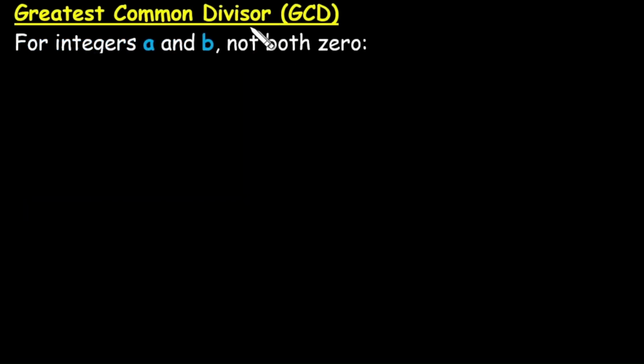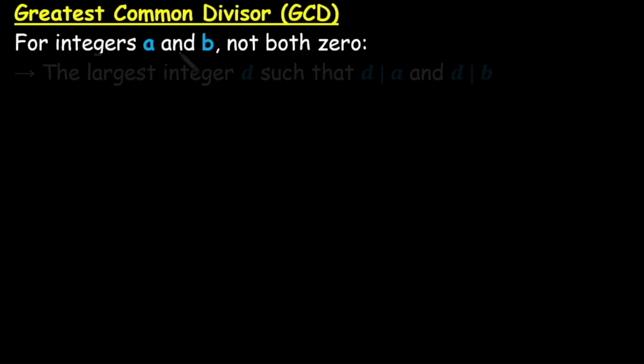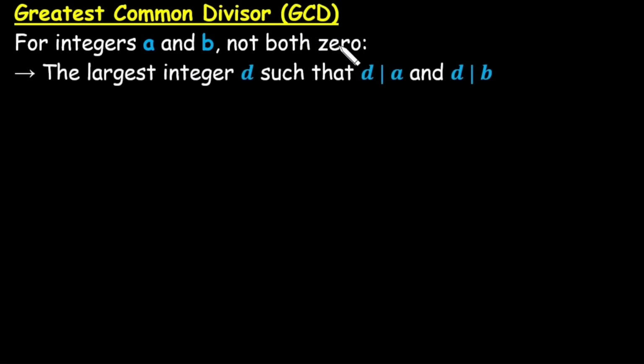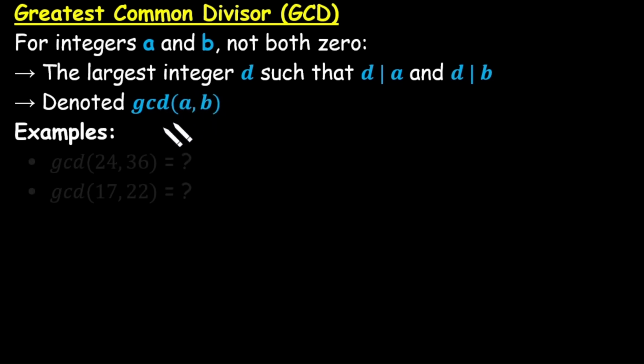Next basic term we have is the greatest common divisor. This is also represented by GCD. Suppose we have any two integers a and b that are not equal to 0. Then the largest integer d that divides a and b is represented as the GCD of a and b. This is also called the HCF, highest common factor.